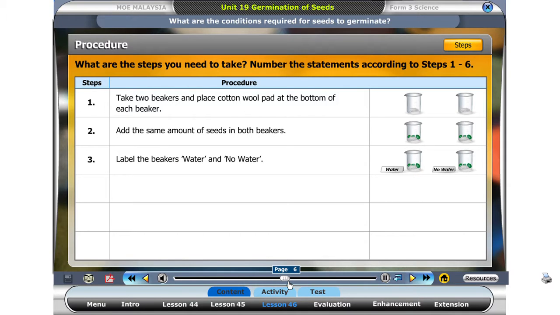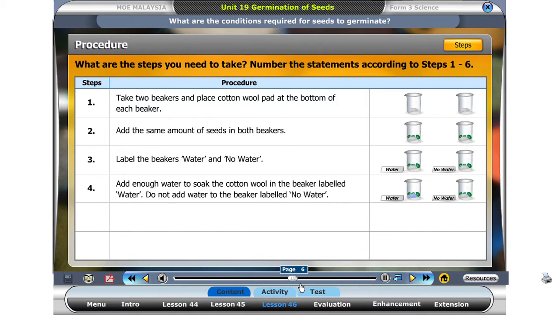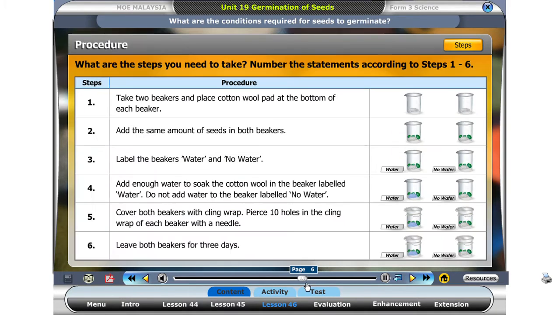Label the beakers with water. Then, make 10 small holes in the top of each beaker with a needle. Leave both beakers for 3 days.